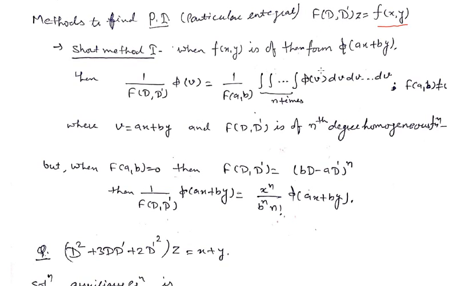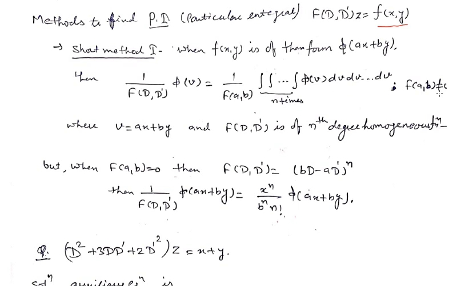If the given equation is of second order, we have to integrate it 2 times. If it is of third order, we have to integrate it 3 times. So n times we have to integrate when the order of the homogeneous equation is n. Here a condition is that f(a, b) must be non-zero. In that case we can apply this approach.